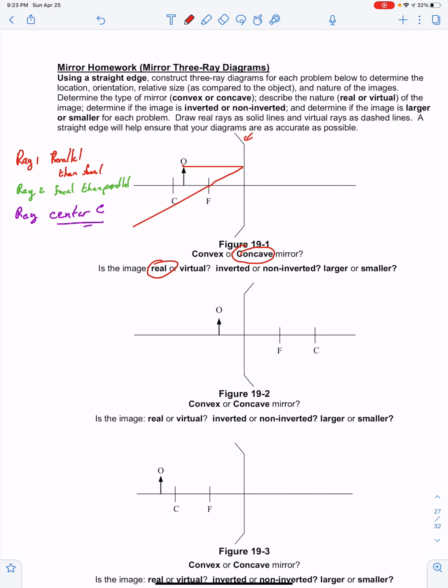Now let's go to the second ray. The second ray says, hey, this time around, let's go straight to the focal point. And then once we hit the mirror, ooh, I wish it was a line.